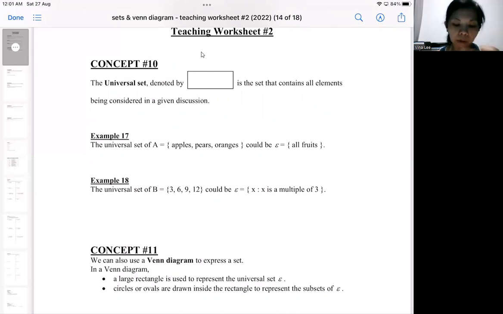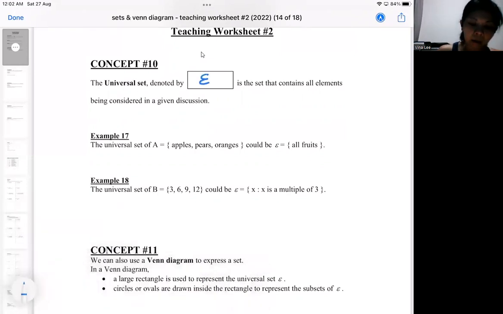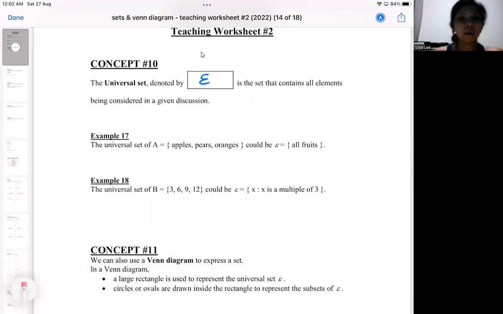Think about the universal set as the bigger set. That's why the word universal. Okay, so the notation is the letter E, or some people write it a bit more cursive. So that is the universal set. It is the bigger set, and a question must give you the universal set. And with that, you are going to work with the universal set to get other smaller sets.